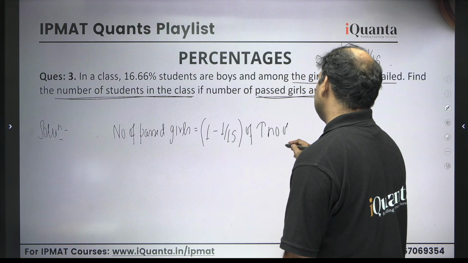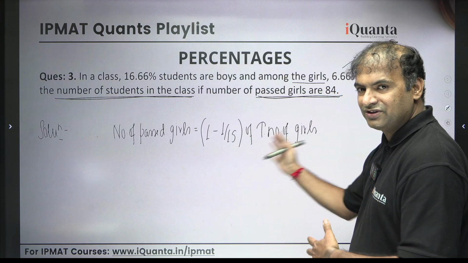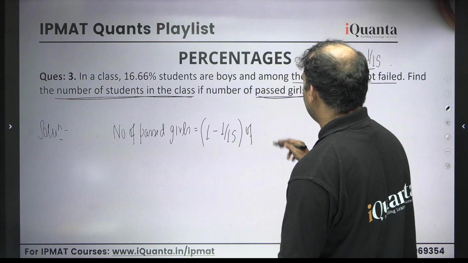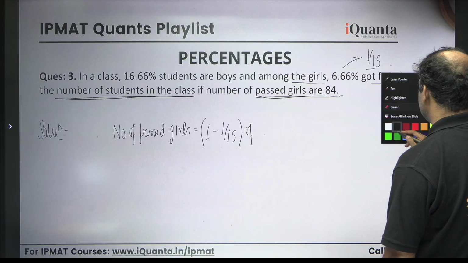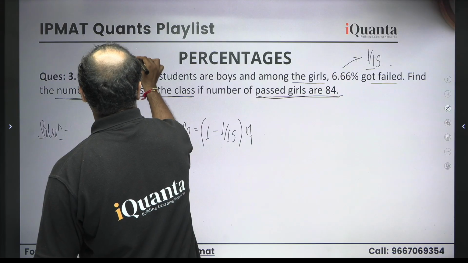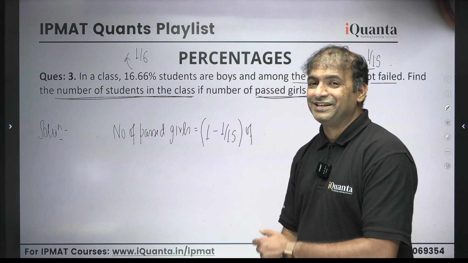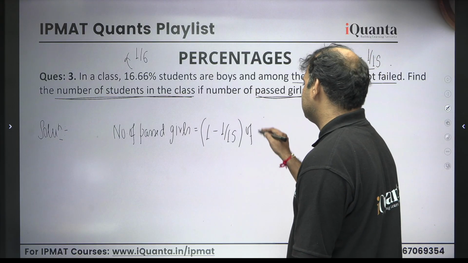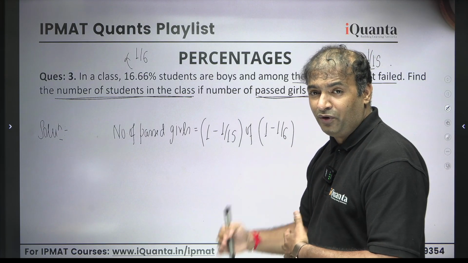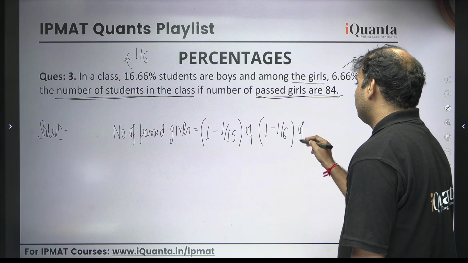Now, we can do one more thing. We can do the next step in the same line. See guys, the total number of girls, what can we say? The boys are given to us as 16.66%, which we know as 1 by 6. So if the boys are 1 by 6, the girls have to be 5 by 6. Or you can also say 1 minus 1 by 6, because the fractional parts of the boys and girls have to add up to 1 again. So 1 minus 1 by 6 of the total number of students.